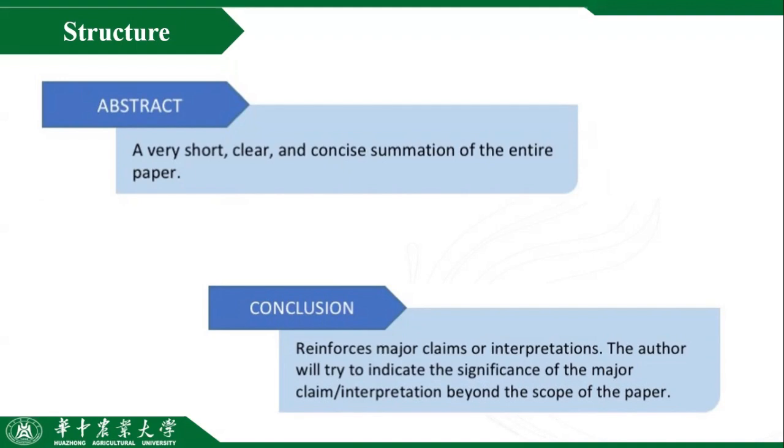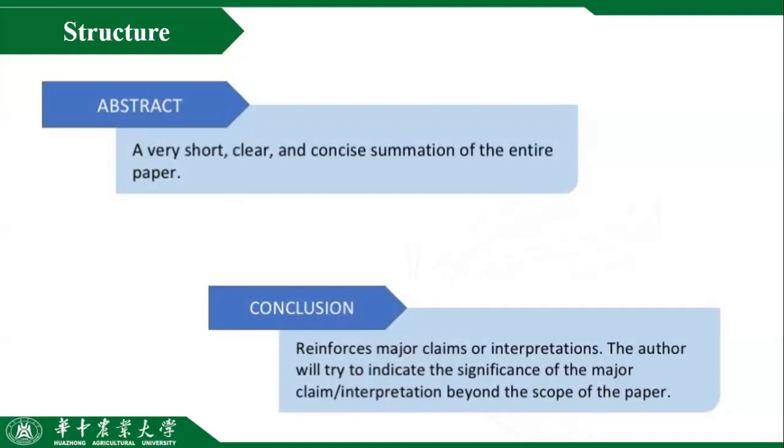So the abstract is a short description of your paper. The first thing the reader can go to after the title is the abstract. So it should be clear, short, concise. So a summary of your paper. And we will show the structure of the abstract. We already showed it last time, but we will discuss it in detail this time.